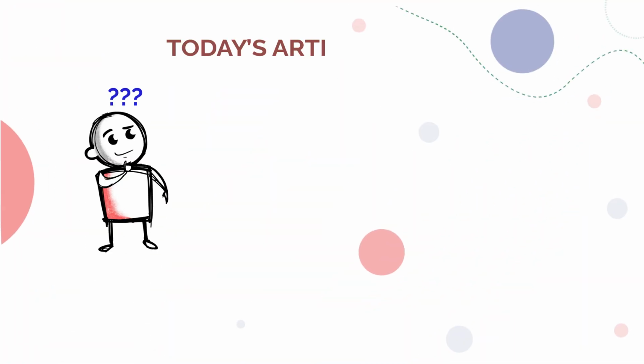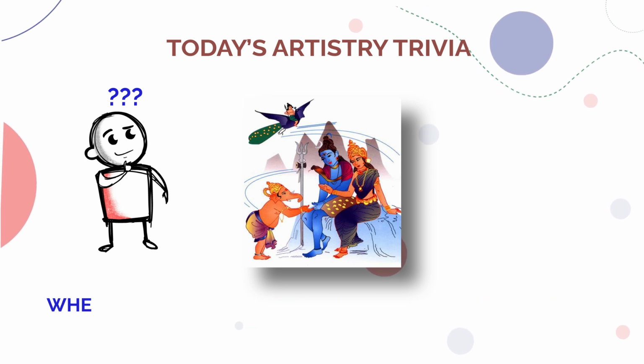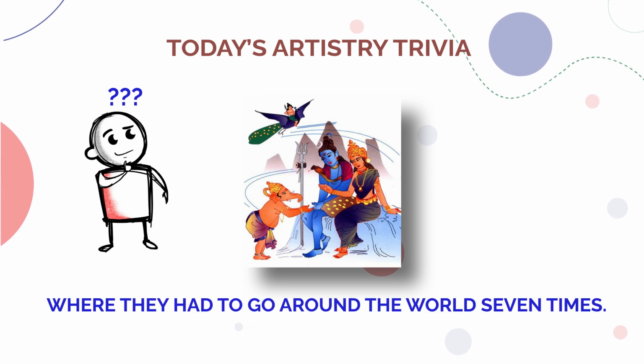For today's artistry trivia, what did Lord Ganesha do to win the competition against his brother Kartikeya, where they had to go around the world 7 times? Drop your guesses in the comments below and stay tuned till the end to know the correct answer.